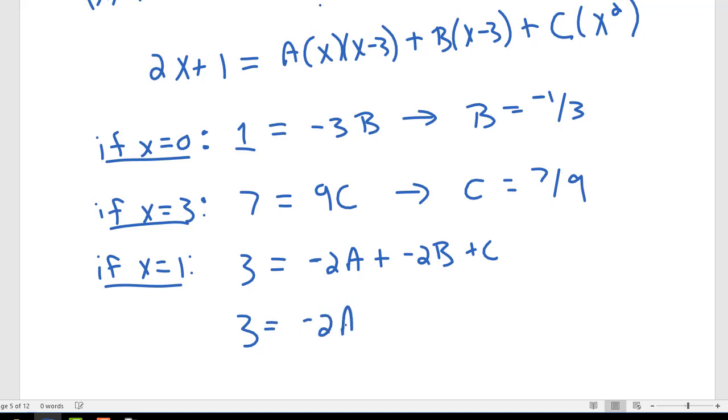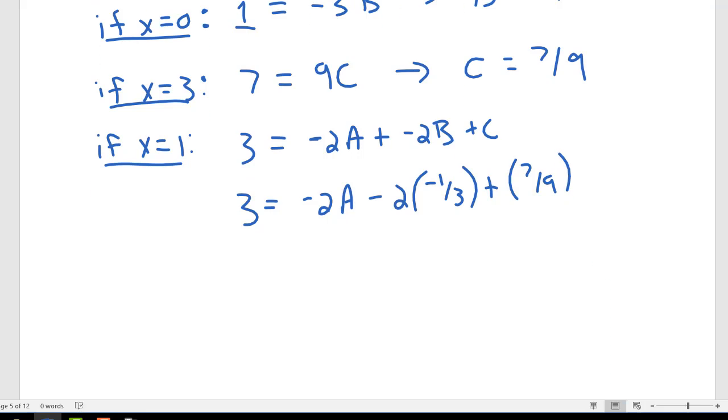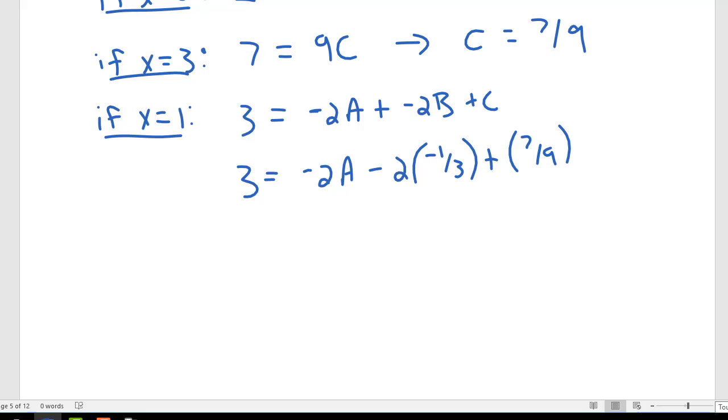So I would have negative 2a minus 2 times, we said b was negative 1/3, and then c is 7/9. All right, and then we could solve this for a. Negative times negative is a positive, so this is really being added on this side. I'm going to subtract it over to this side. And then this is positive 7/9, so I'm going to subtract it to the other side.